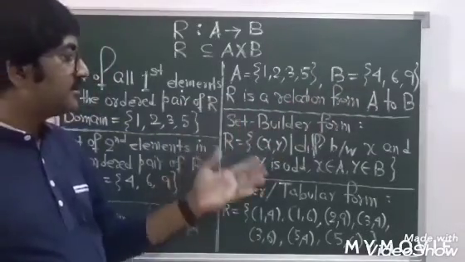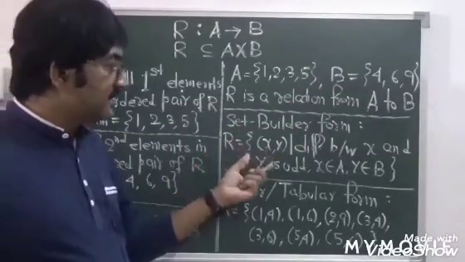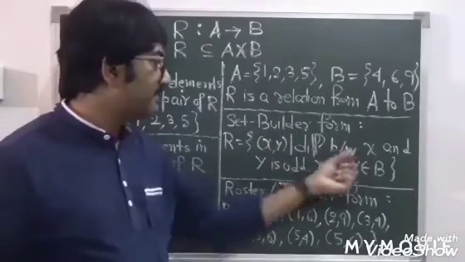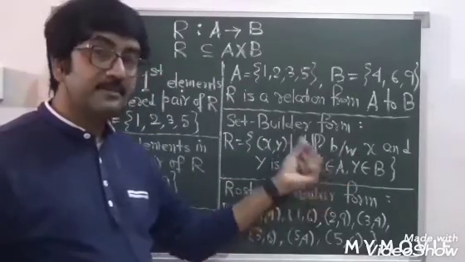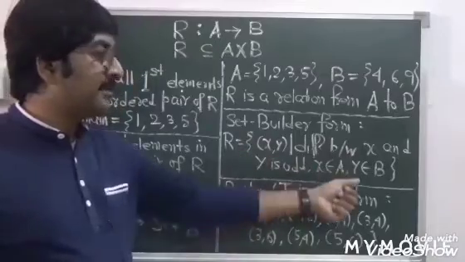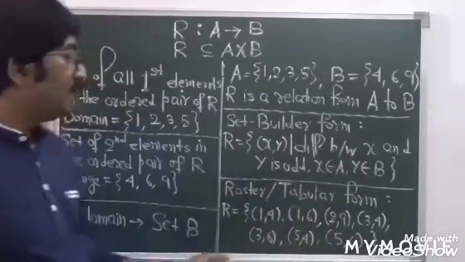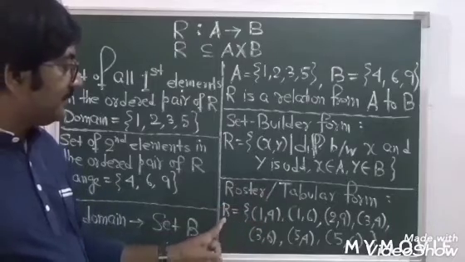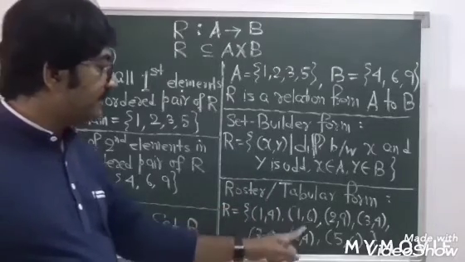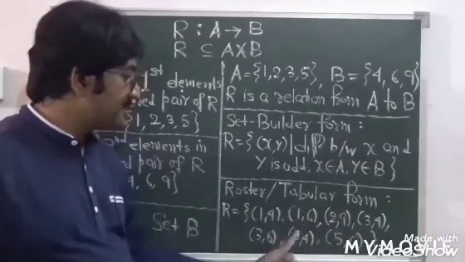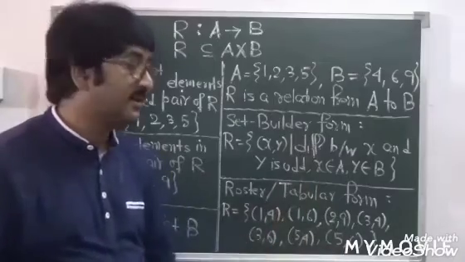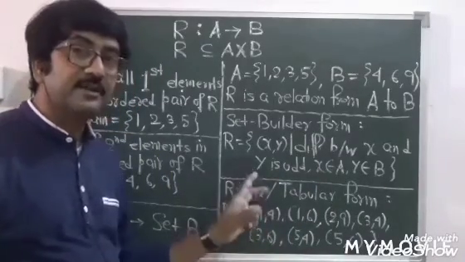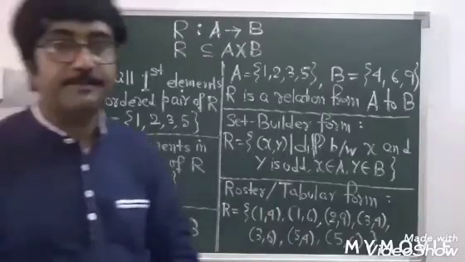In set builder form, the condition is: R consists of all those ordered pairs of the form (x, y) where the difference between x and y is odd, and obviously x belongs to set A and y belongs to set B. The same thing written in the roster form or tabular form, the elements of set R are (1, 4), (1, 6), (2, 9), (3, 4), (3, 6), (5, 4), (5, 6), based on the condition that the difference between the elements in the ordered pair is an odd number.